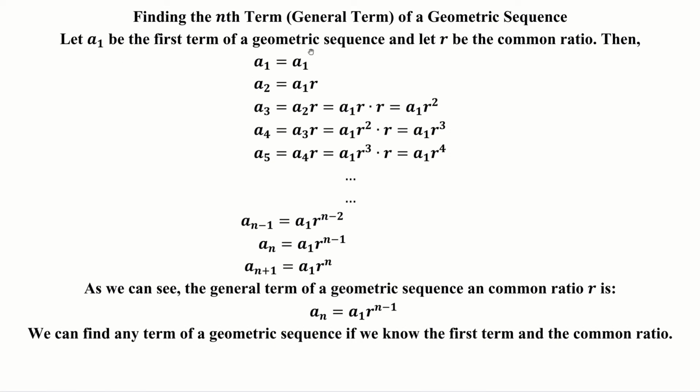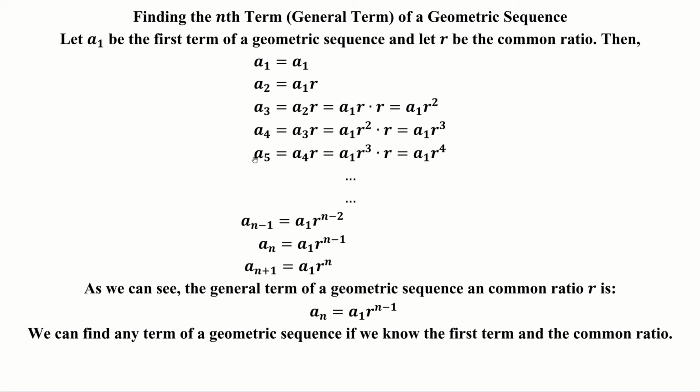Let a1 be the first term of a geometric sequence, and let r be the common ratio. Then a1 is, of course, just equal to a1, but a2 is going to be a1 times r. a3 is going to be a2 times r. Remember, the previous term times r, but remember a2 itself is a1 times r, so I can write this as a1 times r, replacing a2 with a1 times r, which gives us a1 r squared. a4 will, of course, be a3 times r, but we know that a3 is a1 r squared, so we get a1 r squared times r, which is a1 r cubed. Similarly, a5 is going to be a4 times r, which is, of course, going to be a1 r cubed, which is what we found a4 to be, times r, which gives us a1 r to the 4.